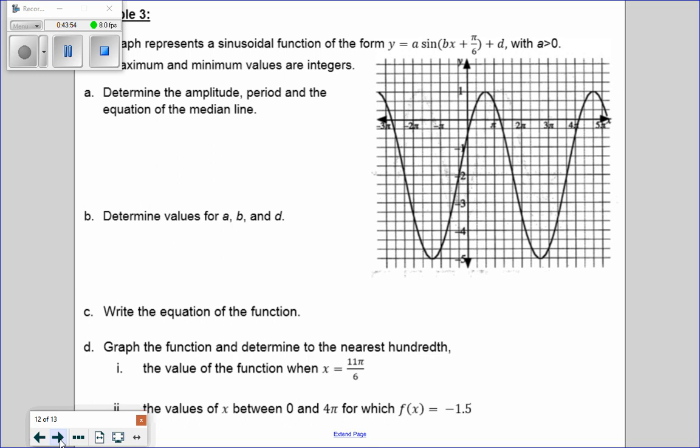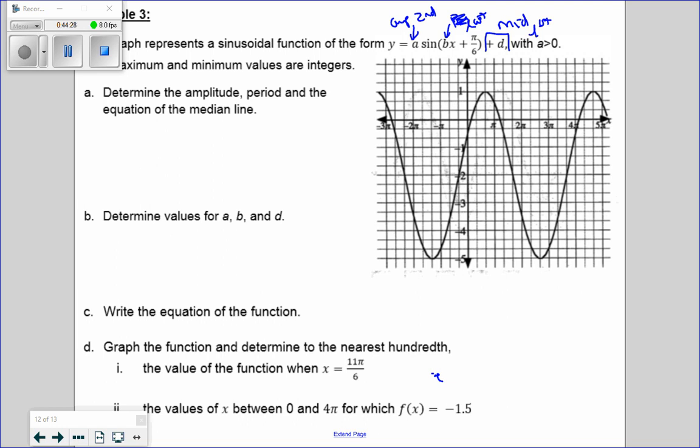So there's a specific order we want to do this in, the same order as before. You want to do the midline first. You want to do the amplitude second. And you want to do the period. You want to leave this one till the last. Now don't worry about that plus pi over 6. That's just the phase shift. It means nothing to us. Well, it kind of means something, but it's fine.